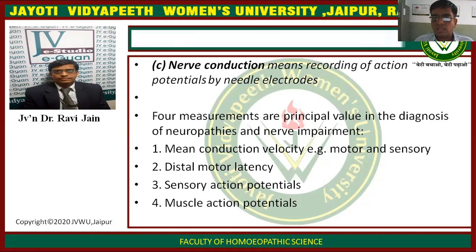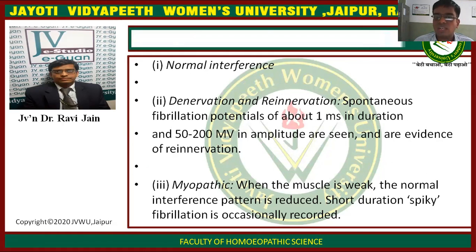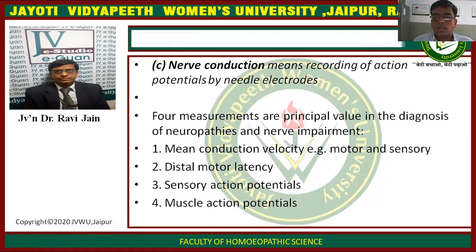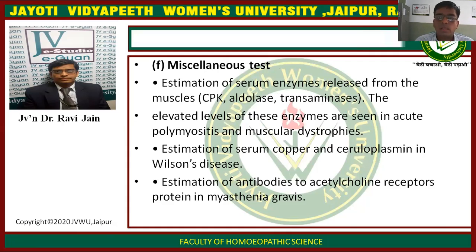So I will again repeat the tests in brief. We had electroencephalography, EEG. Next, we had electromyography, that is EMG studies, which had normal interference, denervation and re-innervation, and myopathic patterns. Third one was the nerve conduction for mean conduction velocity, distal motor latency, sensory action potentials and muscle action potentials. Next one is the evoked potential recording. Next is cerebrospinal fluid examination. And the last one is the miscellaneous tests to check for the serum enzymes, estimation of serum copper and ceruloplasmin in Wilson's disease, and estimation of antibodies to acetylcholine receptor protein in myasthenia gravis.